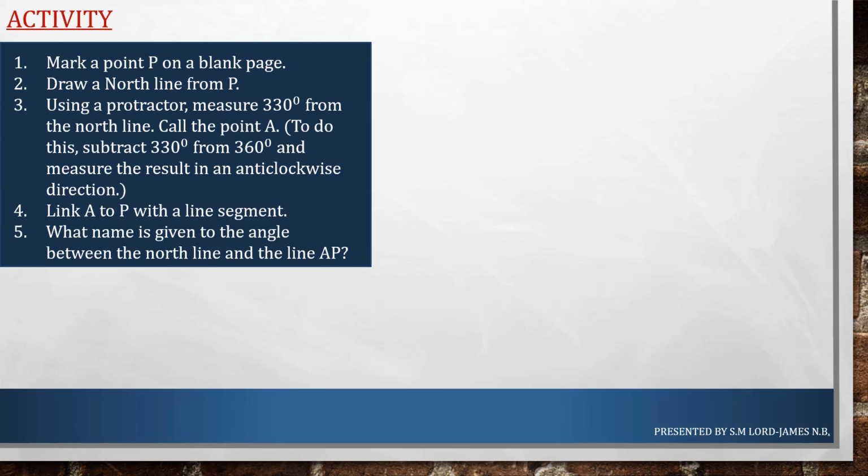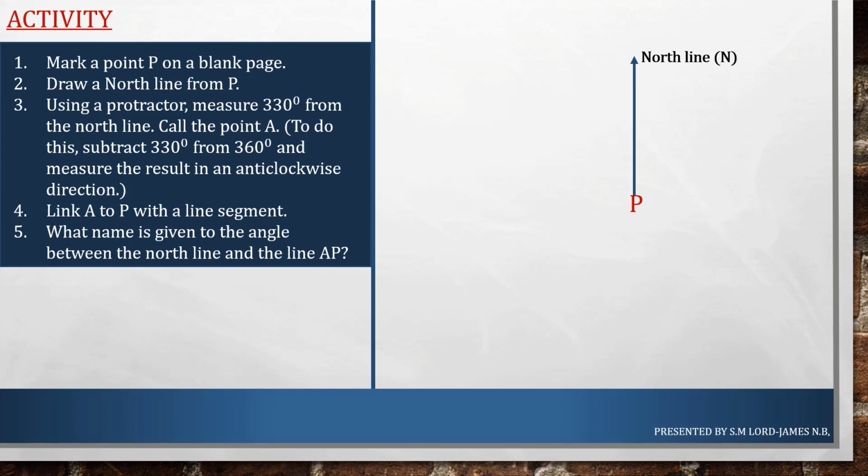So now you can pause the video, do the activity and check the correction and see where you have gone wrong. Okay, so let's get started with the solution. The first point says mark a point P on a blank page. So that is my own blank page. The next is to draw a line from P. So we draw a north line from P. I'll call that my north line N.